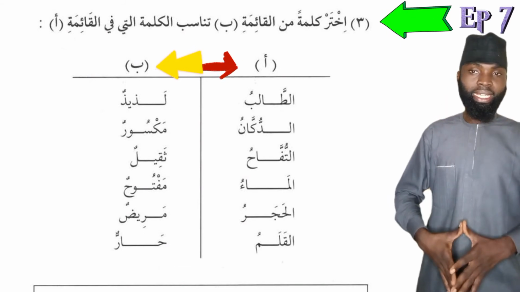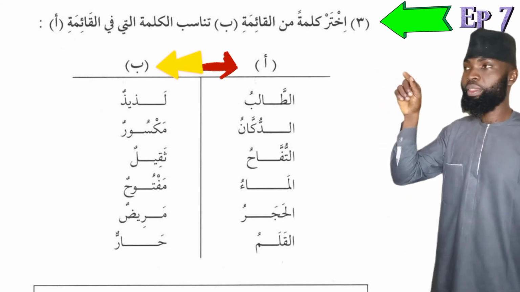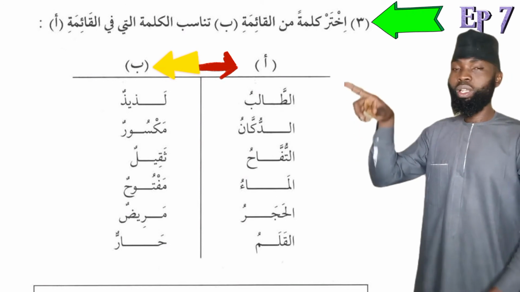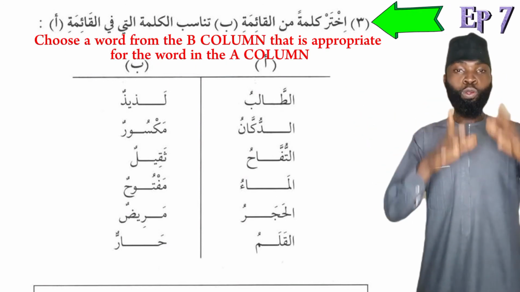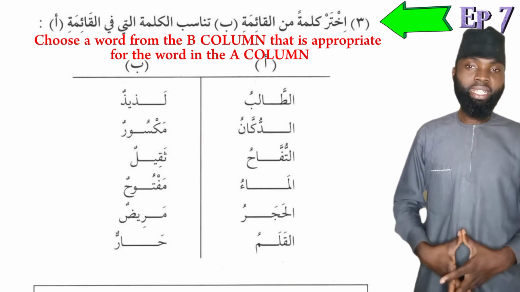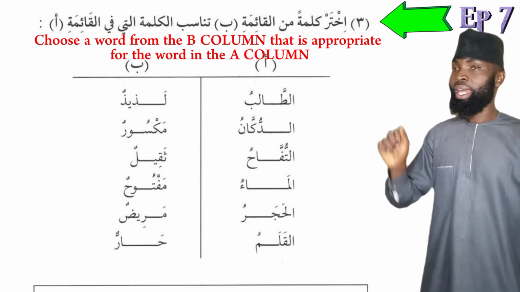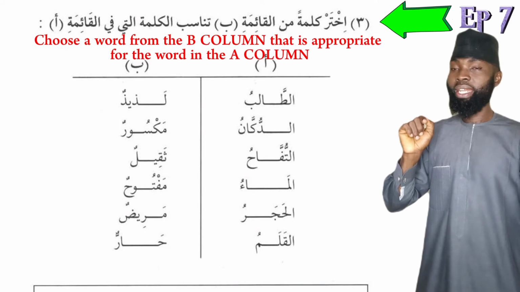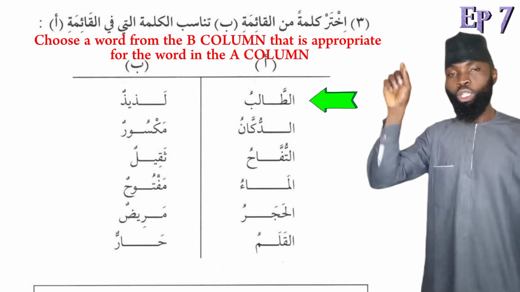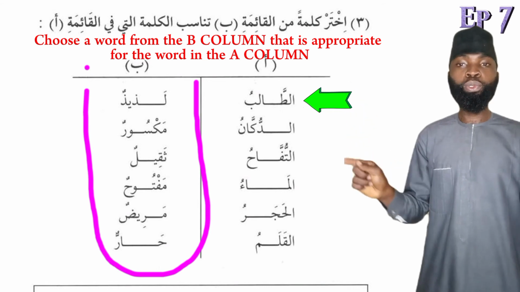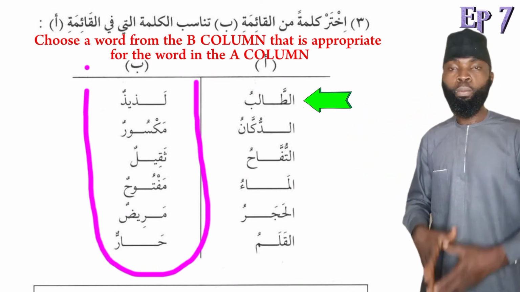What you're required to do here is to choose a word from the second column that will go in line, that will correspond with the word in the column alif. So how do we do this? Let's look at the column ba, or start beginning with the column alif. We have the first word at-talibu. Let's look at the column ba. Which word is appropriate to be used with the word in column alif?